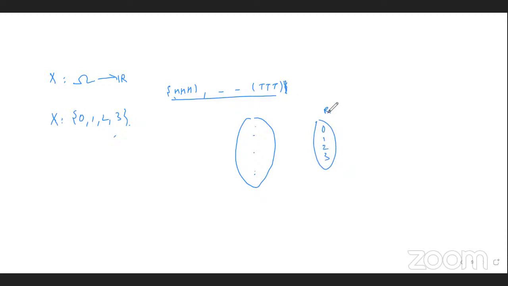This is a range, and this is some function x, which is a random variable. If I write HHH, it means the number of heads is 3, so it will map to 3. If I write HHT, there are 2 heads, so it will map to 2. So it is just like that. This is what you mean by a random variable: it is just a function from the sample space to the real line.